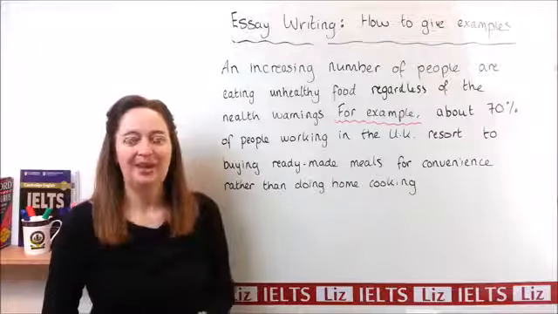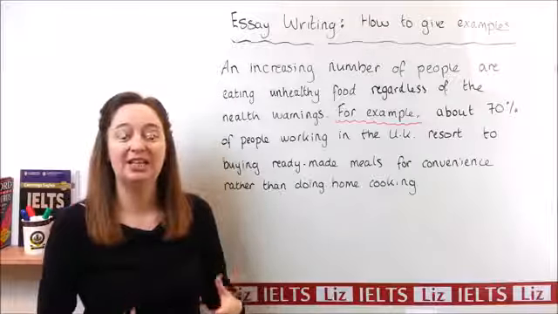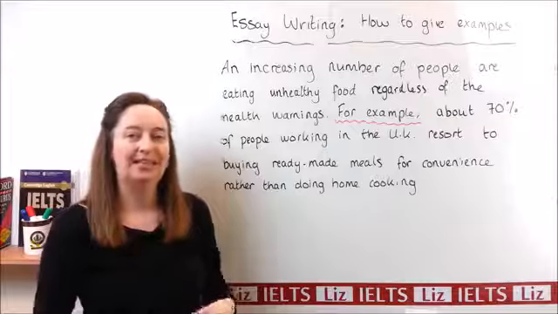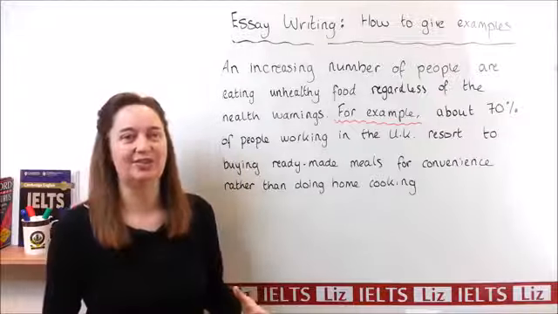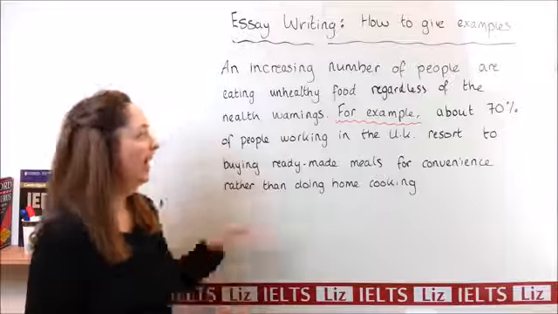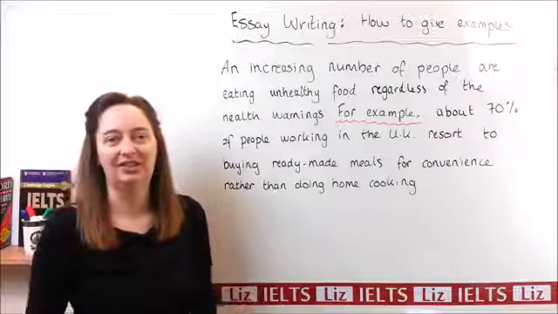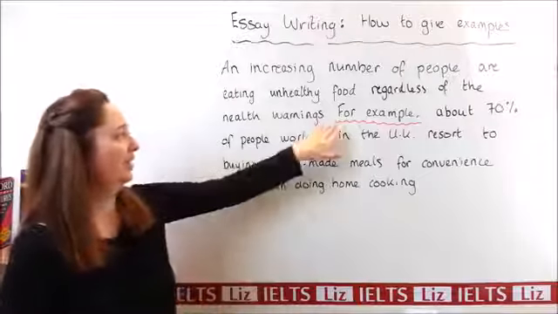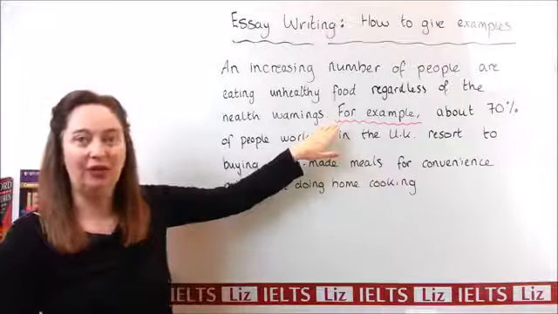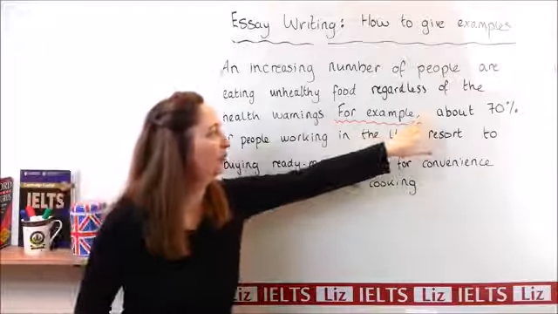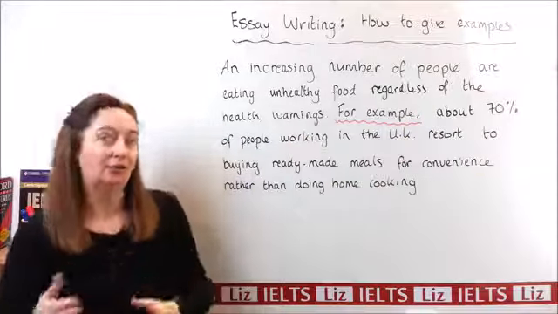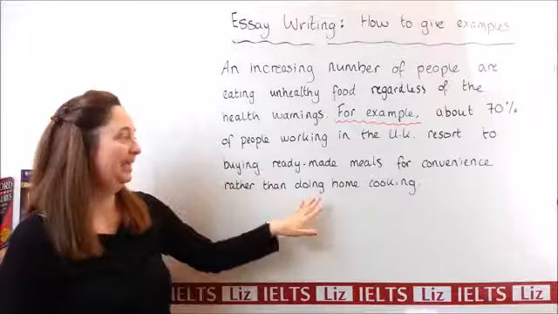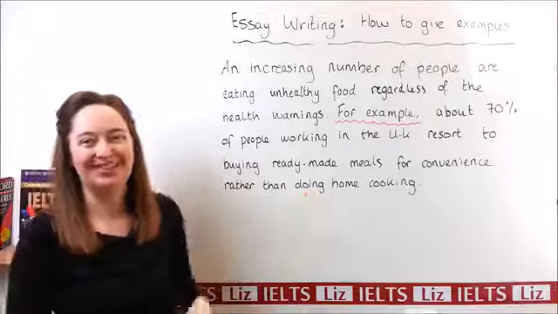So what you can see here is rather than just giving an example to explain a word, what we're actually doing is giving a whole sentence as an example. And often that will contain statistics, but not always, it doesn't need to. And you can see here that the linking device we've used is for example. And after that, we've put a comma before giving the sentence. This helps the reader understand the meaning and the purpose of this sentence.